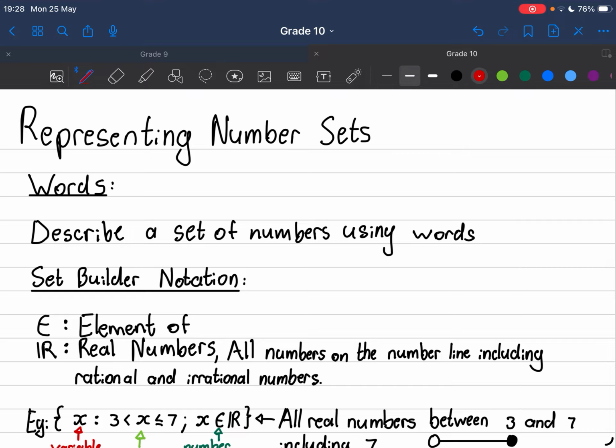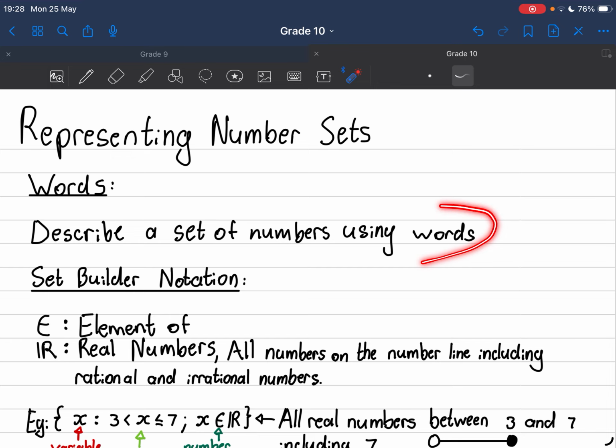So the idea is that you have a number set and you want to describe it mathematically, and there are shortcuts to do it. For example, instead of saying all the numbers between 3 and 4, there's a way to write it using these number sets. You can say all the numbers between 3 and 4, or 3 and 7, or 3 and 10, or whatever the case is, you can write it mathematically.